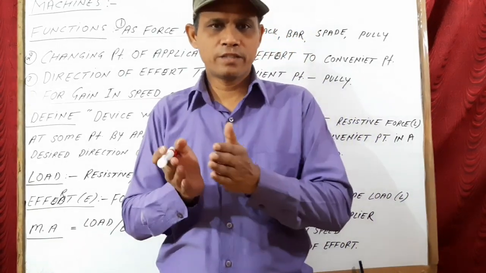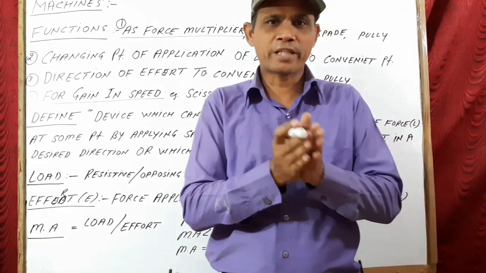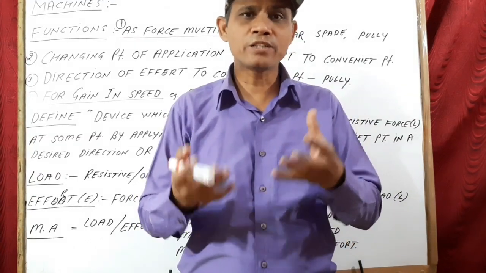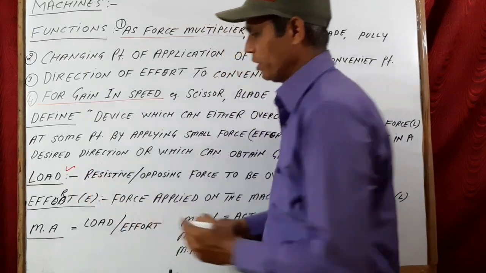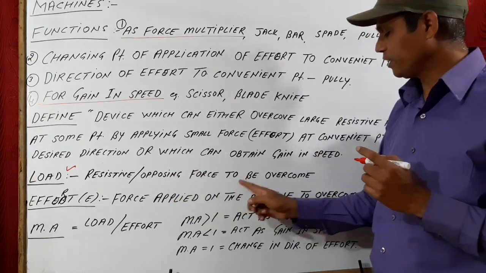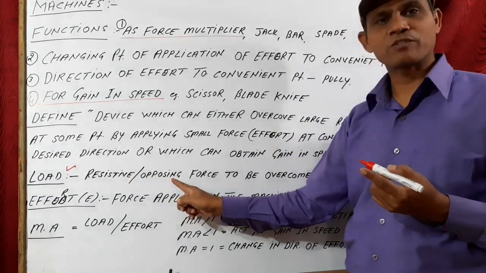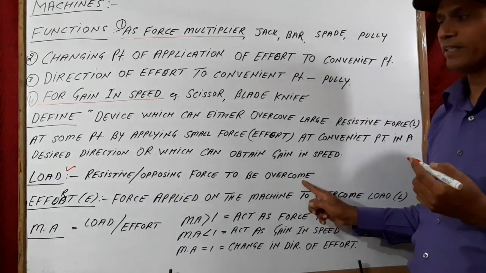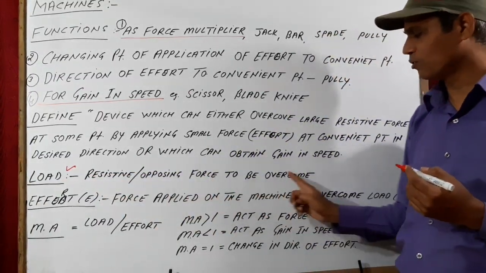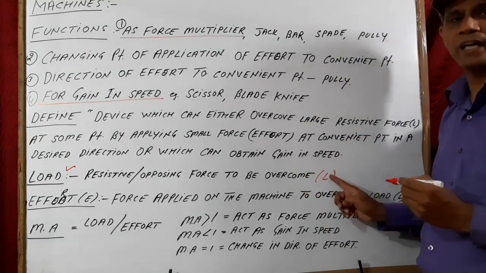Now next, there are some technical terms related to machine. And what are those technical terms? First technical term is the load. What is load? Load is a resistive or opposing force to be overcome by the machine. So it is very easy to remember: resistive opposing force to be overcome by the machine is known as load. It is represented by the letter L.